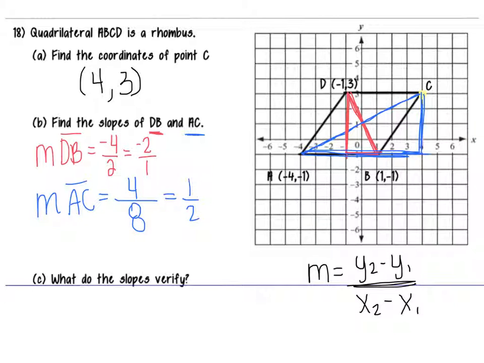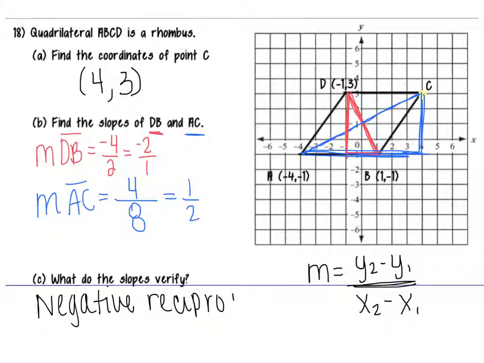All right, so when I look at the slopes, I want to talk about this because this is what we're trying to prove here. When I look at the slopes, I see that one of them is negative and one of them is positive. So they're definitely opposites. I see that one is a negative 2 and the other one is a positive 1/2. So that means that they are negative reciprocals. And we know that when slopes are negative reciprocals, that means that we are dealing with perpendicular lines.